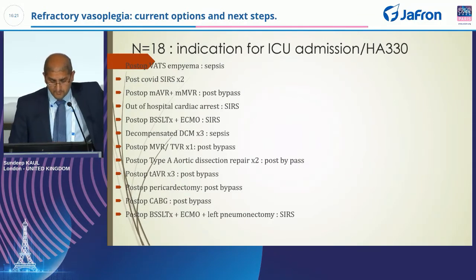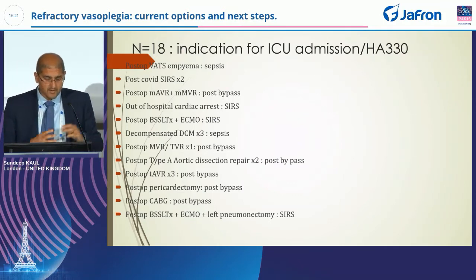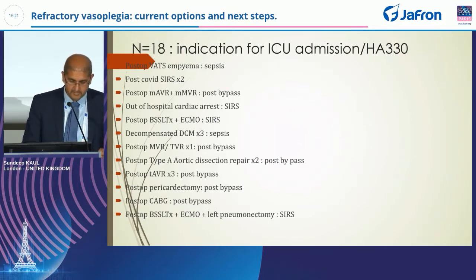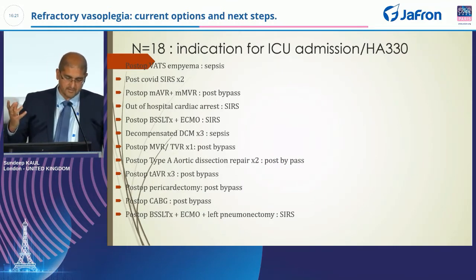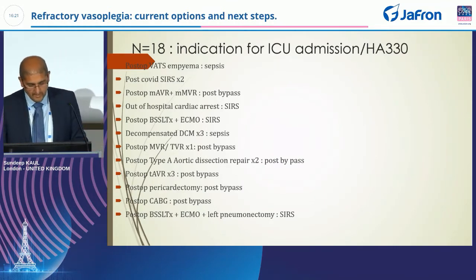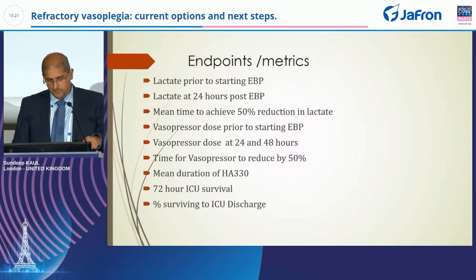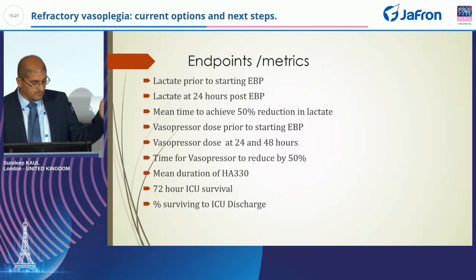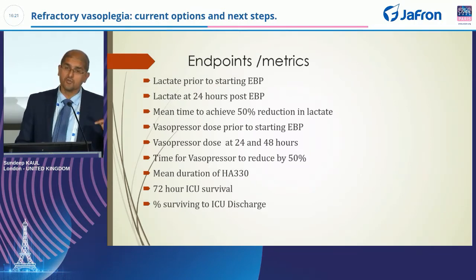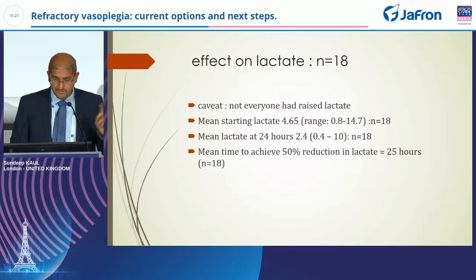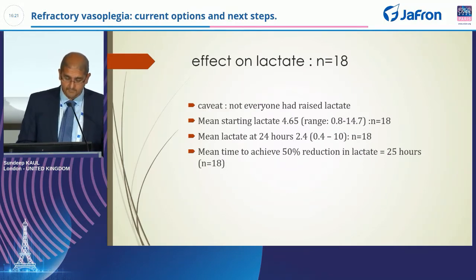As you'll see, most of them are post-bypass. We've got a post-lung transplant with ECMO. I've got a post-VATS empyema. But on the whole, a lot of it is post-CABG, post-MVR, TVR, decompensated DCM with sepsis, post-AVR, MVR, etc. So there's a fair mixture there. I'm going to share with you the lactate change in 24 hours, the mean time to a 50% reduction in lactate, the vasopressor reduction, the mean duration of our intervention, and the 72-hour ICU survival, and then the crude ICU mortality. The caveat, not everybody had a high lactate, and I'll do that separately.